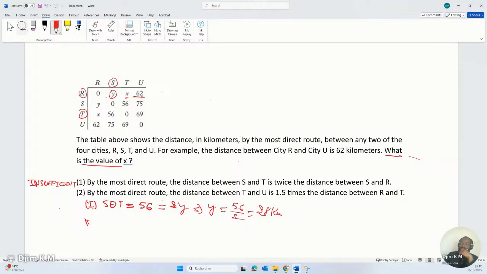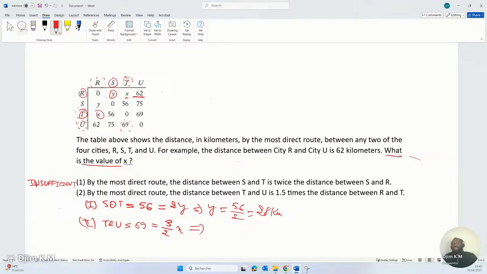So the second condition says, by the most direct route, the distance between T and U, which is here, is 1.5 times the distance between R and T. So that's the value of X. So T and U, which is equal to 69, is equal to 1.5. 1.5 is 3 over 2, times the distance between R and T, which is X.